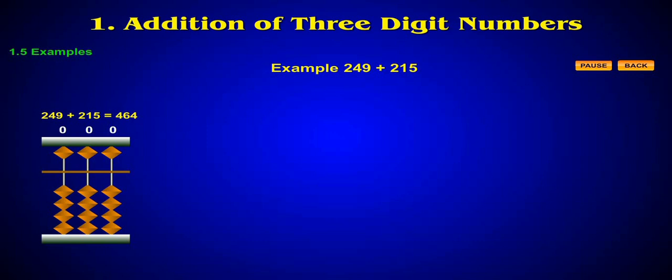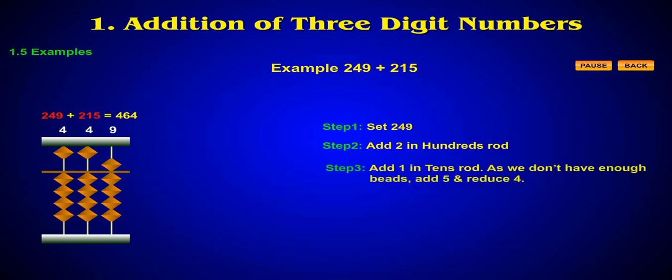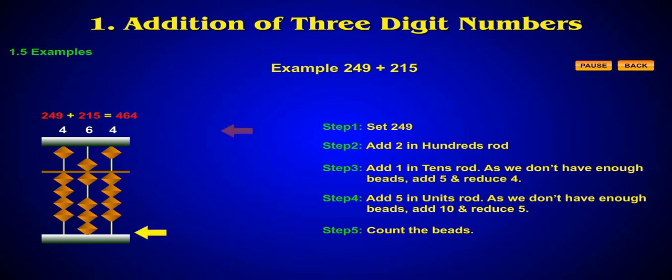Example: 249 plus 215. Step 1. Set 249. Step 2. Add 2 in hundreds rod. Step 3. Add 1 in tens rod. As we don't have enough beads, add 5 and reduce 4. Step 4. Add 5 in units rod. As we don't have enough beads, add 10 and reduce 5. Step 5. Count the beads.